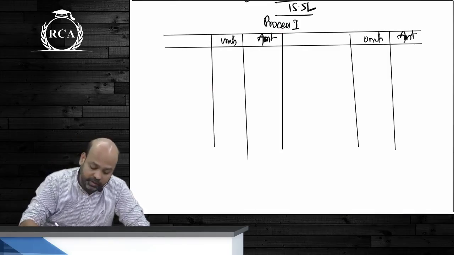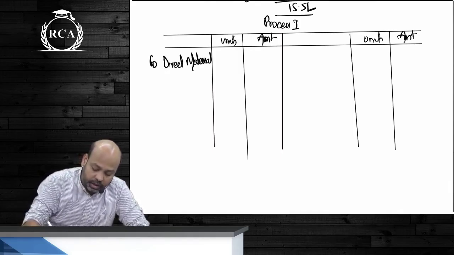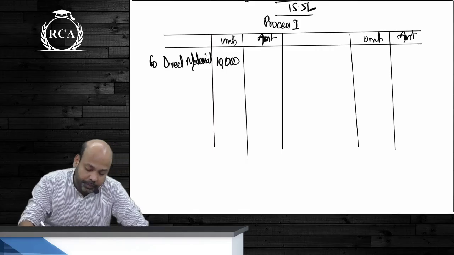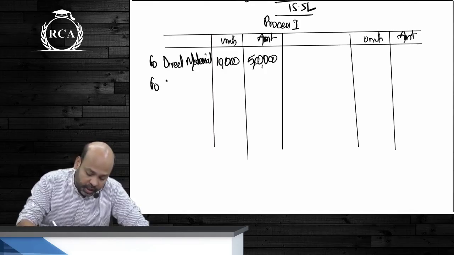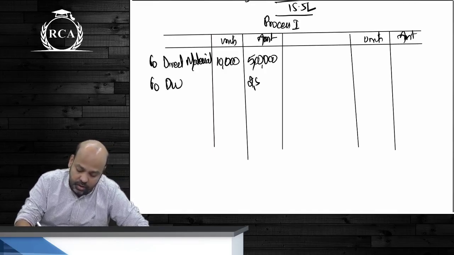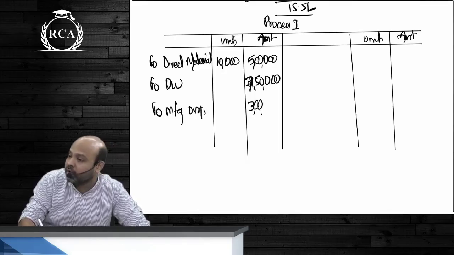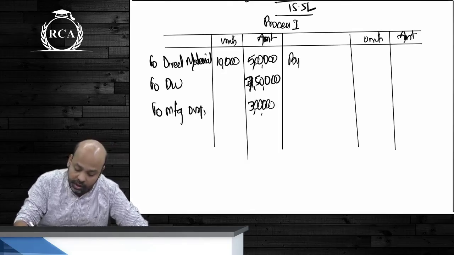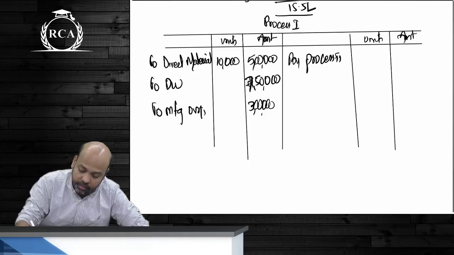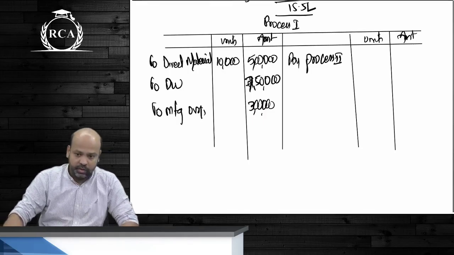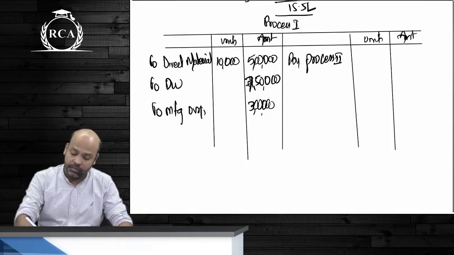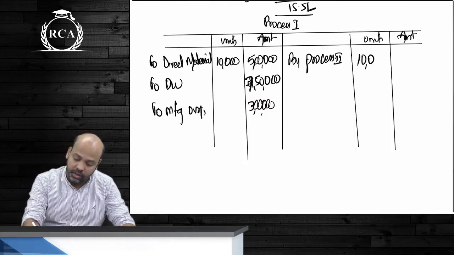So in my example, I have introduced direct material of 10,000 units at a cost of 5 lakhs exactly. Direct wages are 7,50,000, and manufacturing overheads are 3 lakhs. This is the amount that we are incurring. This entire output will be transferred to the next process. I'm writing it as To Process 2. Nothing is being lost in the form of losses. You will write 10,000 units.